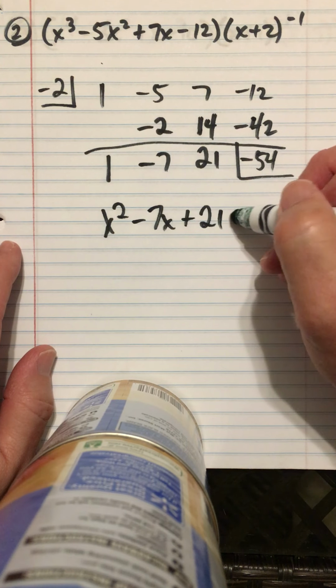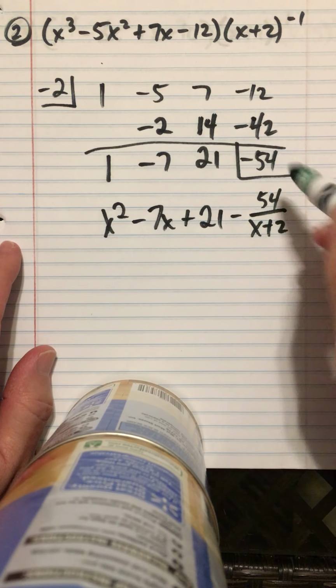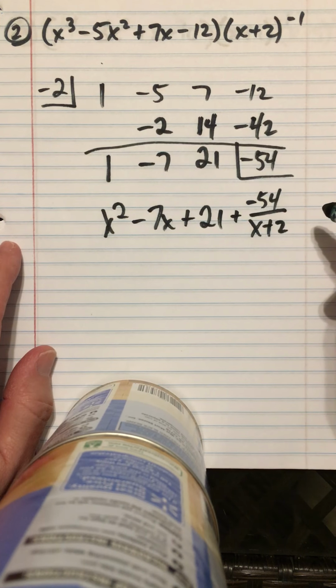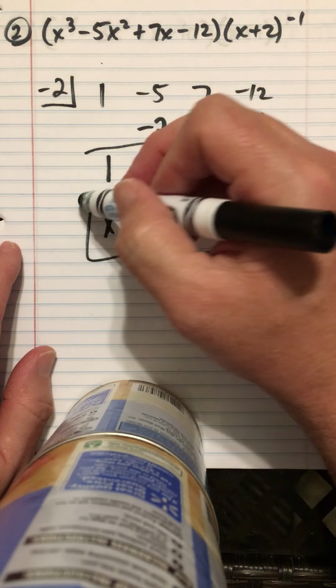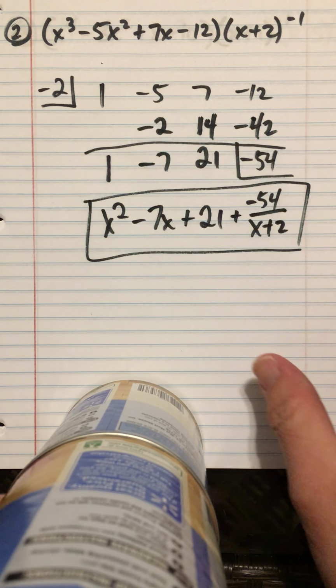It's the constant. And then my remainder goes over what I was dividing by. You can either put the negative in front of the fraction like that, or you can write a plus sign and put the negative up there with it. Both of them mean the same thing. That is your answer. That's synthetic division.